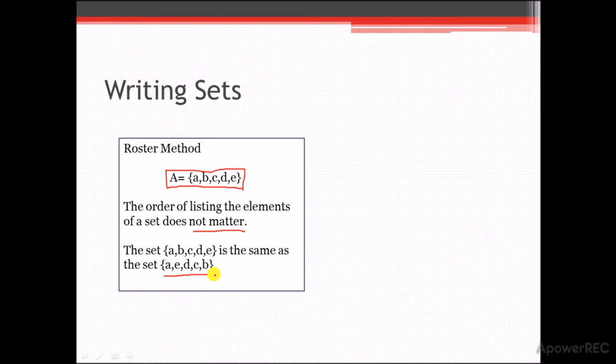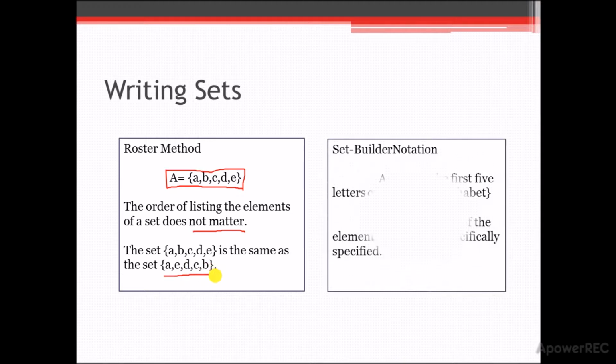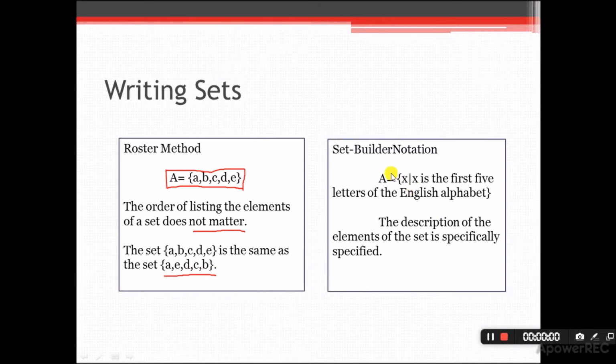The second method is the set builder notation. What is set builder notation? Compared to the roster method, set builder notation is more complicated, more sophisticated than the first method. The description of the elements of the set is specifically specified. So those elements should be described in the set builder notation.